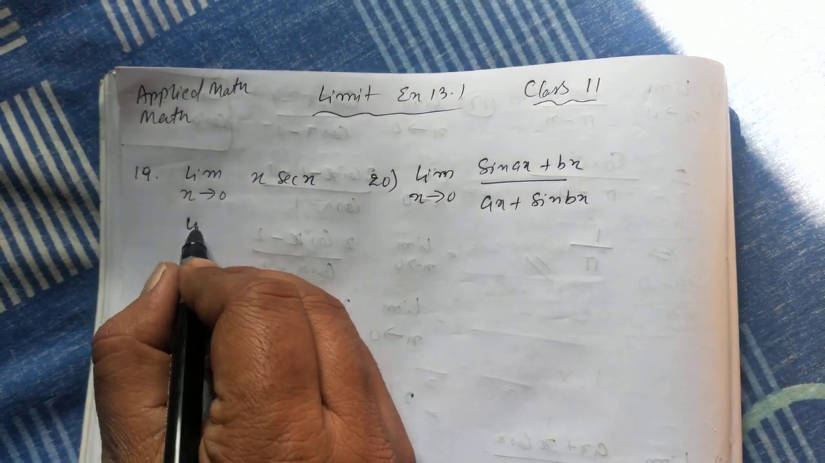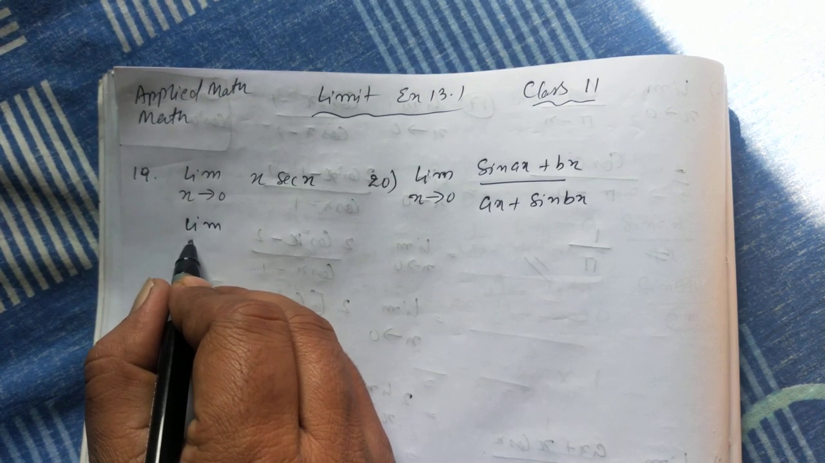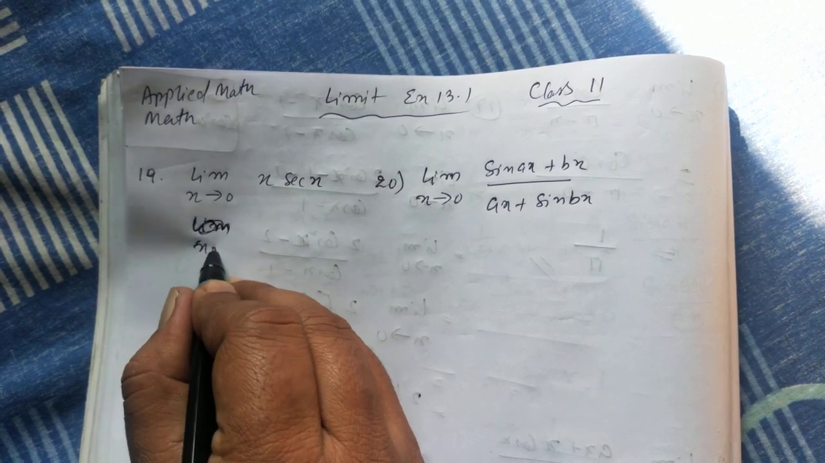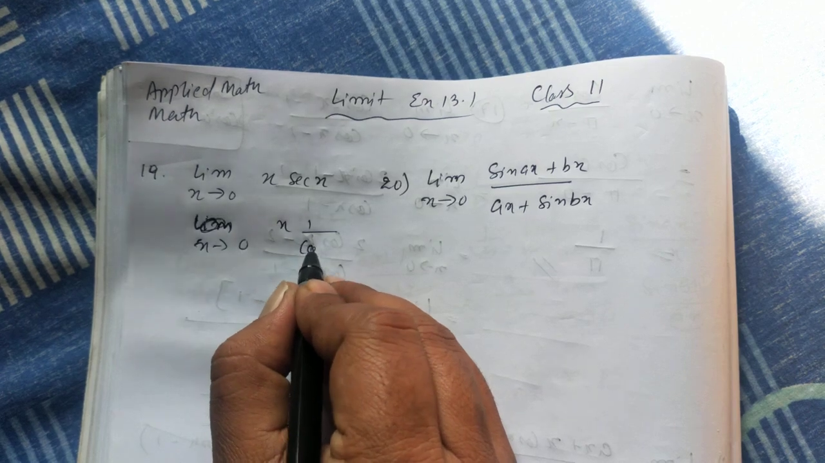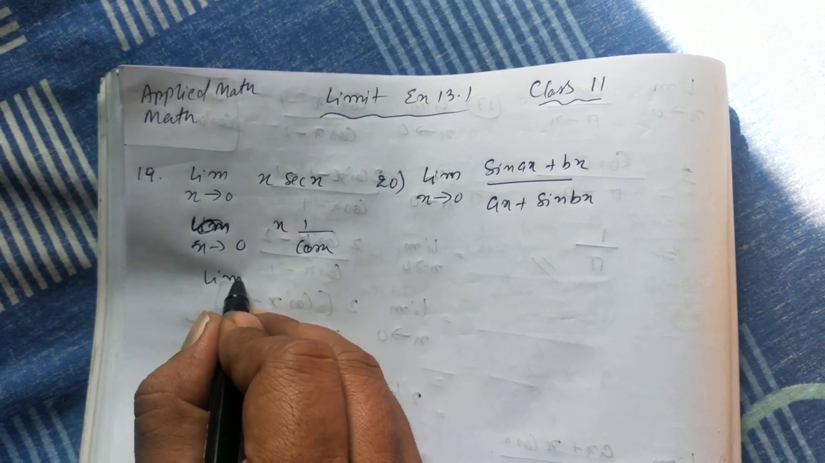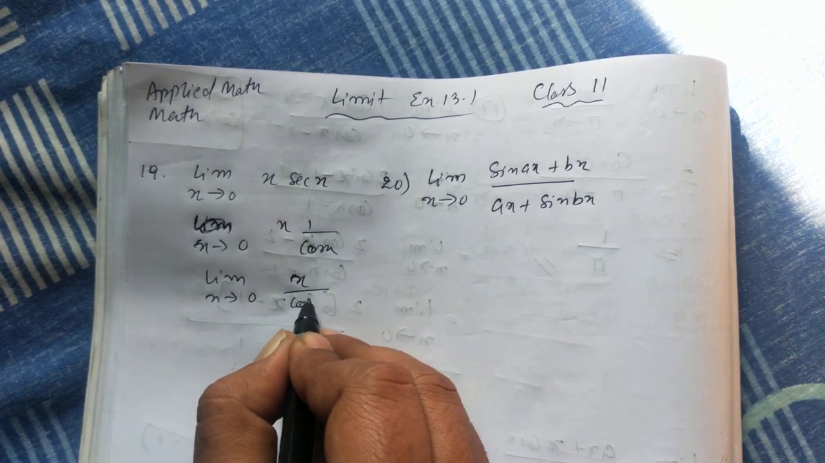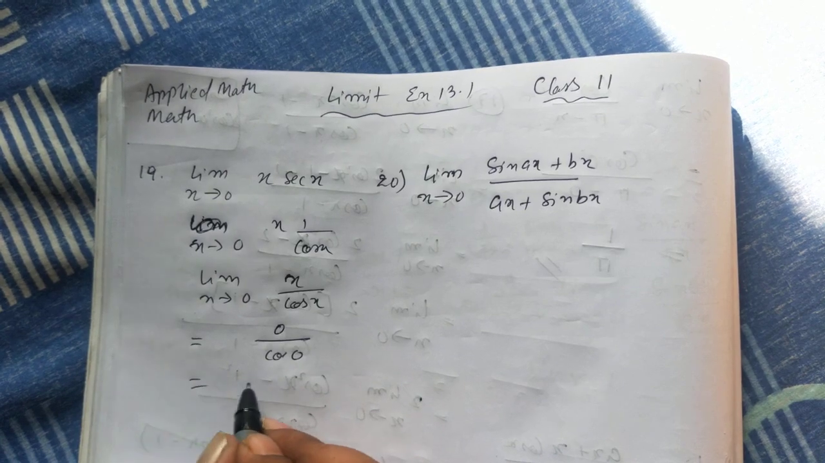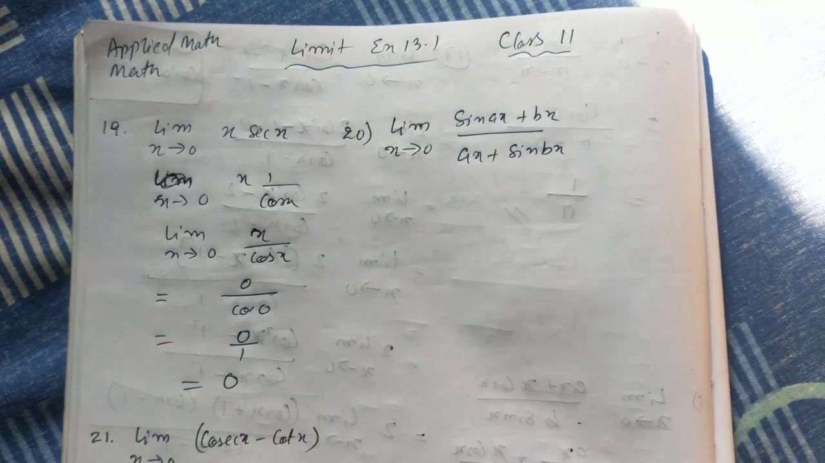See, we can write limit x tends to 0, x sec x; we can write sec x as 1 by cos x. Limit x tends to 0, x by cos x. Now put the value, 0 by cos 0. Cos 0 is 1, so 0 by 1 is 0. Let's do this.